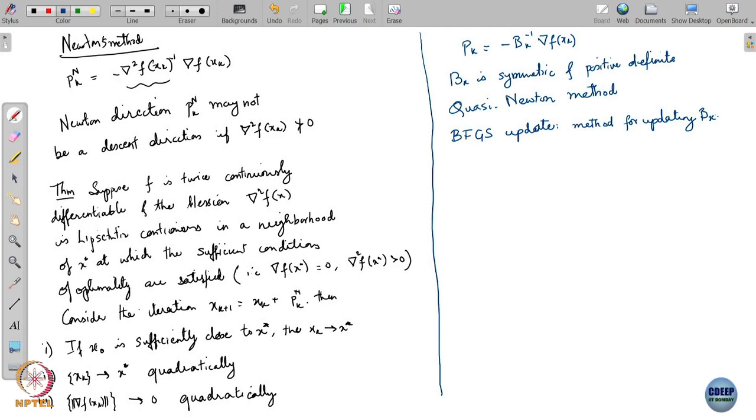Now, what sort of result can we get for this kind of method? All right. So with this, I think this gives us a wide gamut of methods for solving unconstrained optimization problems. So from here, now we will move on to constrained optimization.